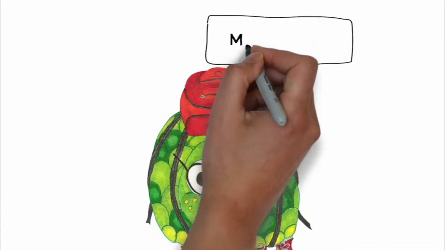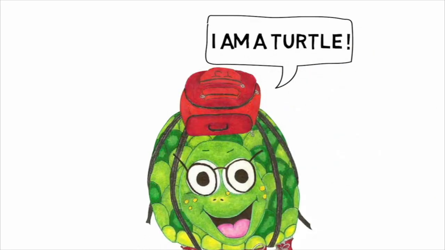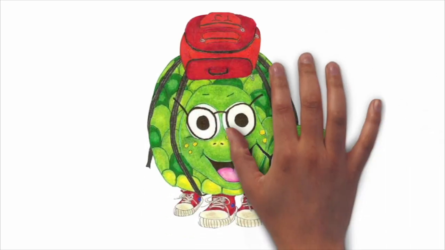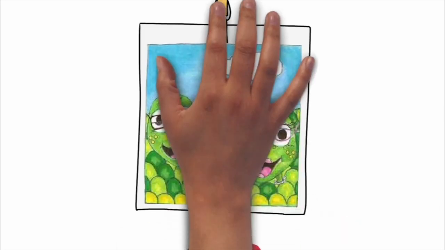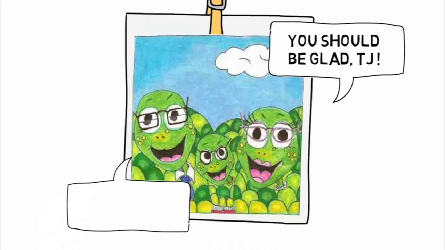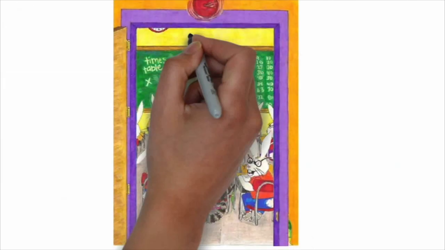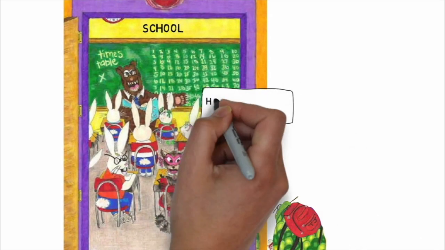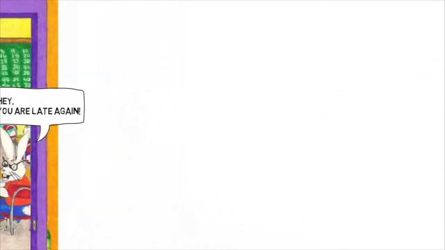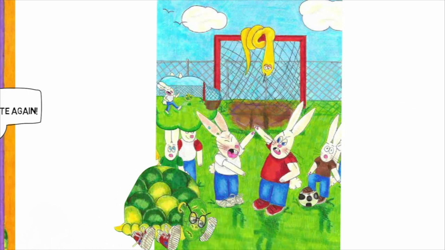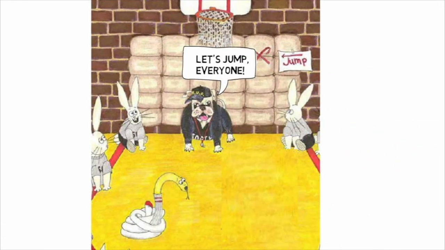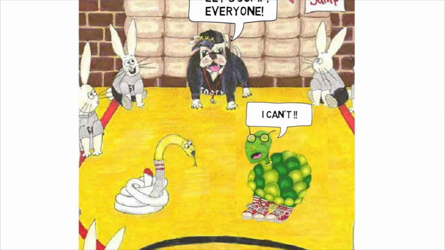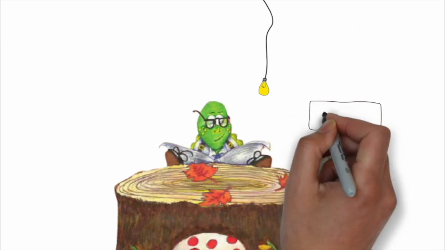Hi, my name is TJ. I am a turtle. Sometimes I am happy, sometimes sad. Mom and Dad say I should be glad that I am a turtle. At school, I am often last. At recess, I am the last one picked to play. In gym, everyone gets to jump. I try, but I can't. I ask Dad, why can't I jump?